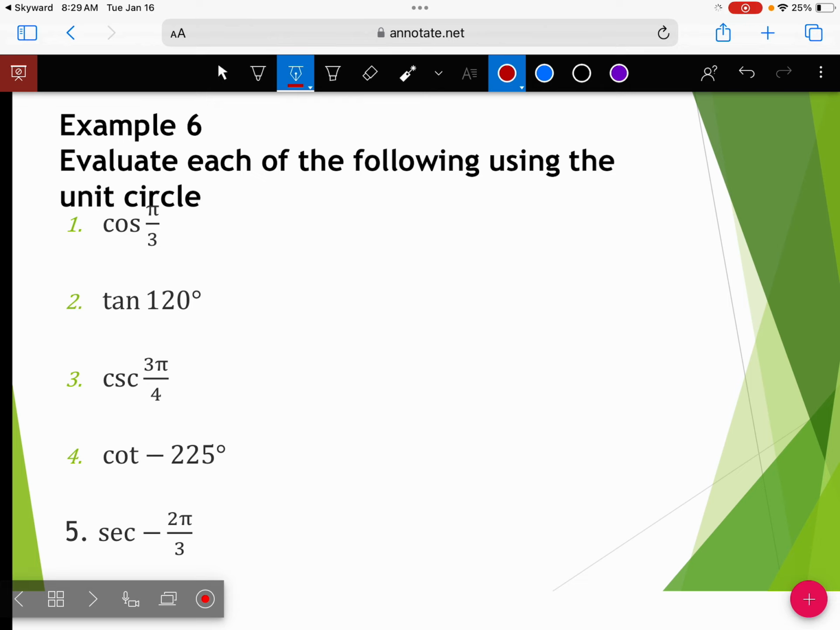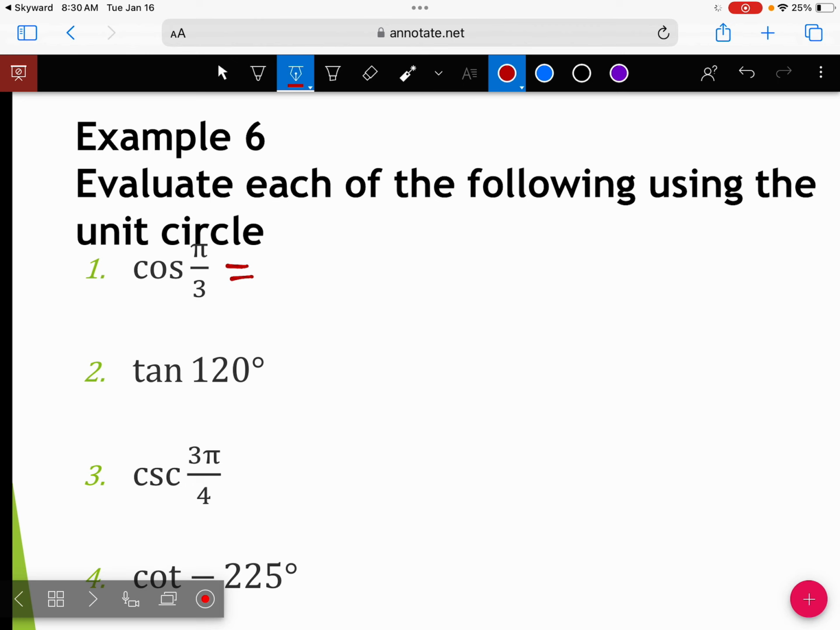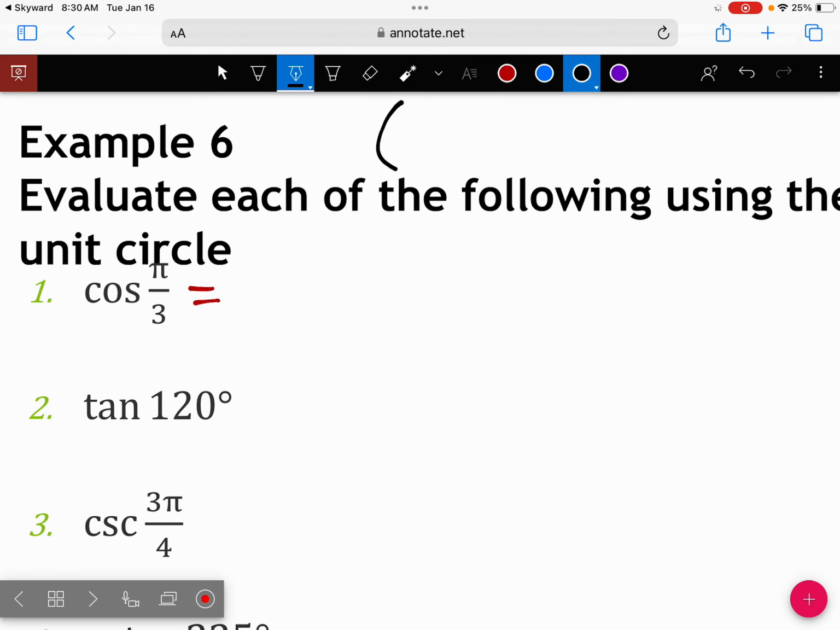Okay, so let's look at the first one, cosine of pi over 3. So pi over 3 is 60 degrees. And what is the cosine? Remember on the unit circle, you have your ordered pairs. That first number is cosine. The second number in the ordered pair is your sine. The x value is cosine. The y value is sine.